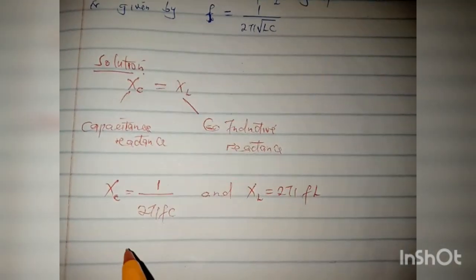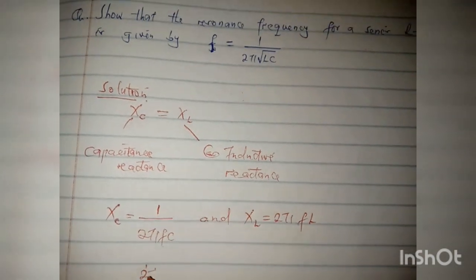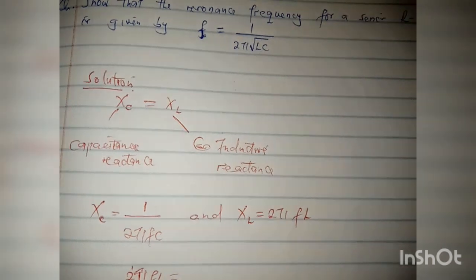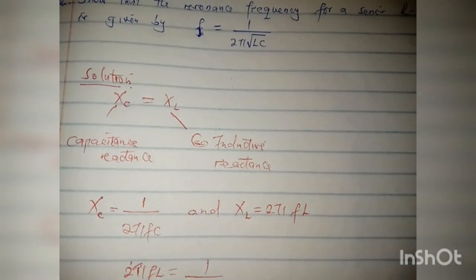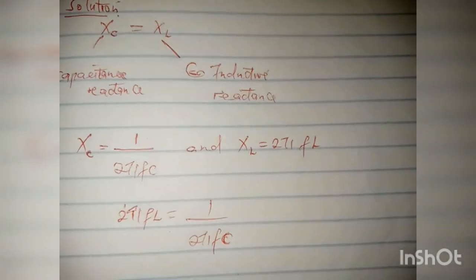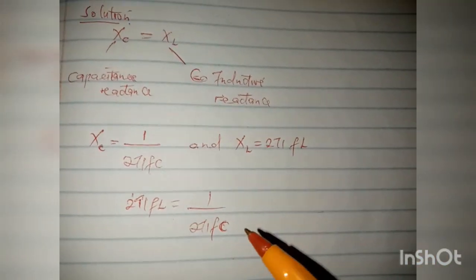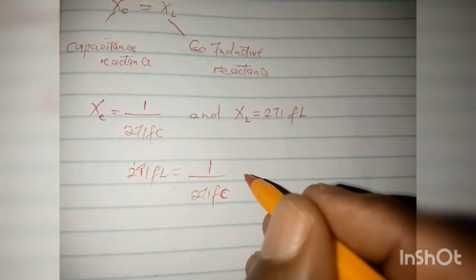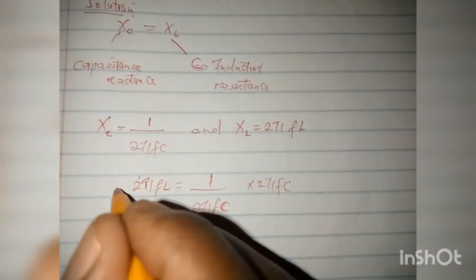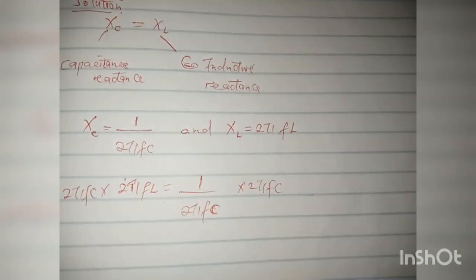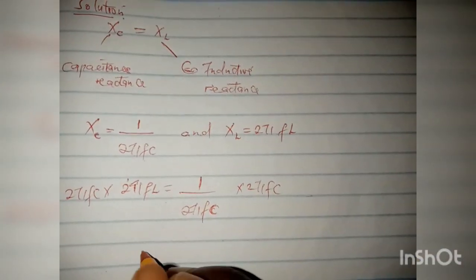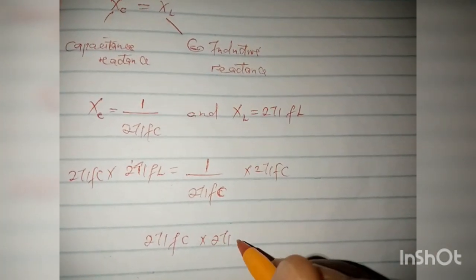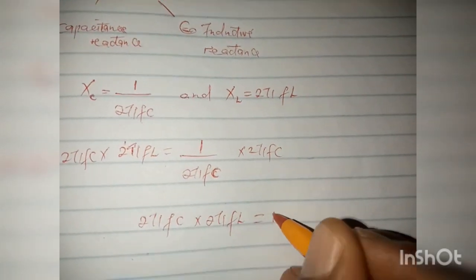So we just equate. We can start with this. There's no problem. 2 pi FL is equal to 1 over 2 pi FC. So you have to make F the subject of the formula by multiplying both sides by 2 pi FC to get rid of this denominator. So this and this go, and we have 2 pi FC times 2 pi FL is equal to 1.